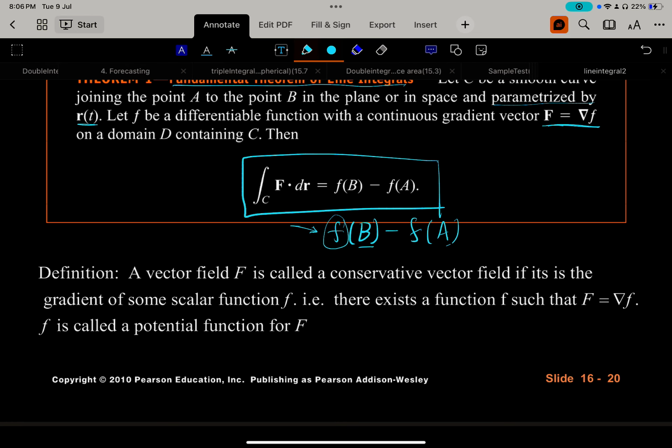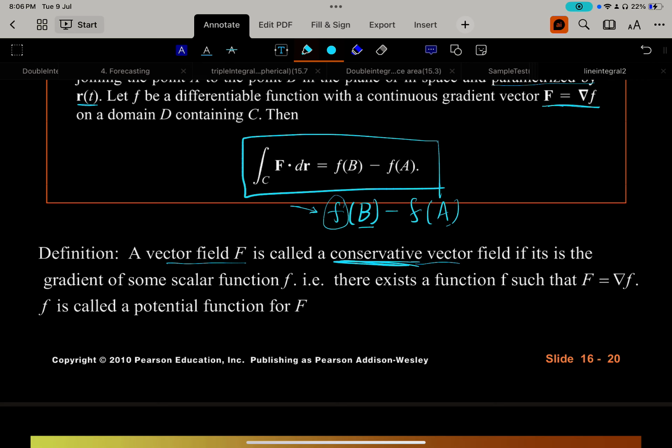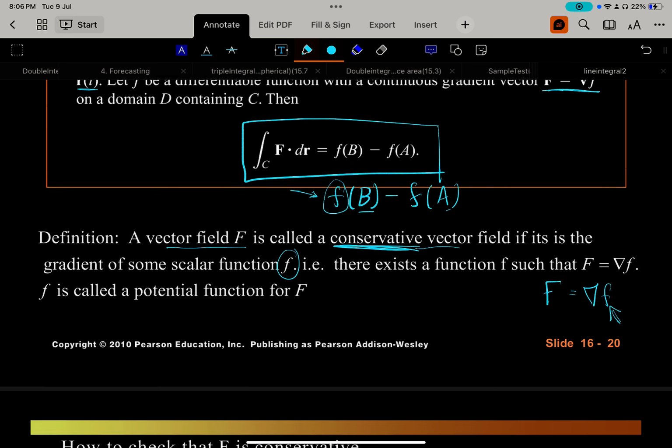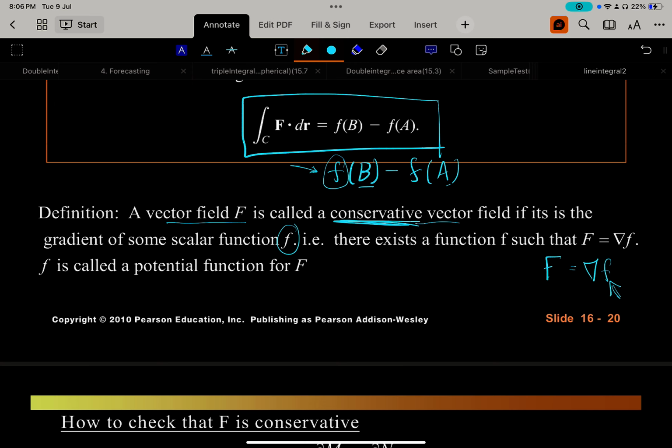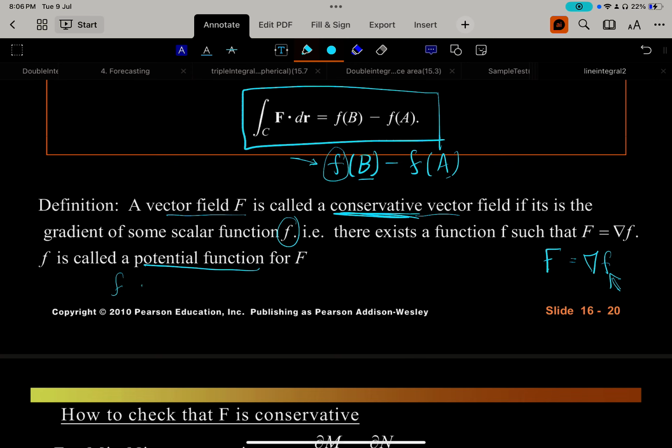A vector field F is called a conservative vector field if it's the gradient of some scalar function, i.e. there exists a function f such that the vector field is equal to the gradient of this scalar function, which is called the potential function of F.